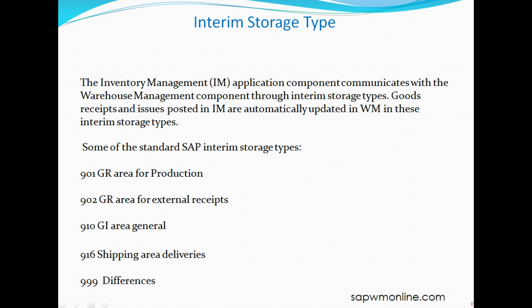Similarly, whenever you are doing picking for a delivery, you pick from the warehouse, and the stock goes from the bin into the interim storage area 916. When it goes to 916, the status of the delivery shows picked. Further, if you do a goods issue, the status of the delivery is goods movement completed and the stock has moved out of the warehouse. So we have many other interim storage types used for those specific purposes. What you see on the screen is only a partial list of the important interim storage types.